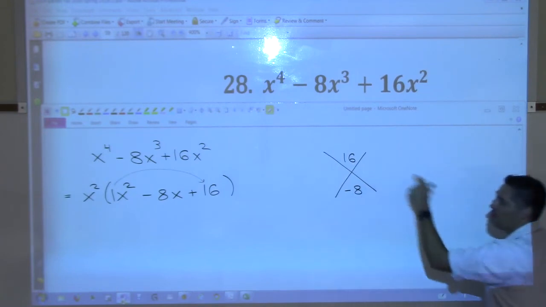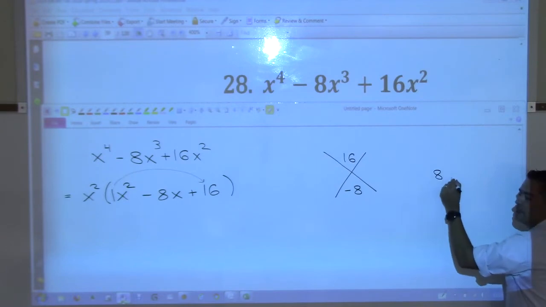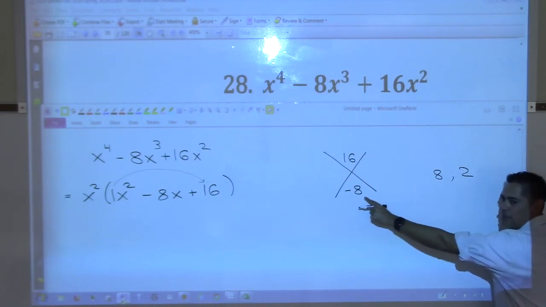So give me some numbers that multiply to be 16. What are you thinking of? 8 and what? 2, okay. So those multiply to be 16, but do they add up to be -8? No. Okay, so these won't work.